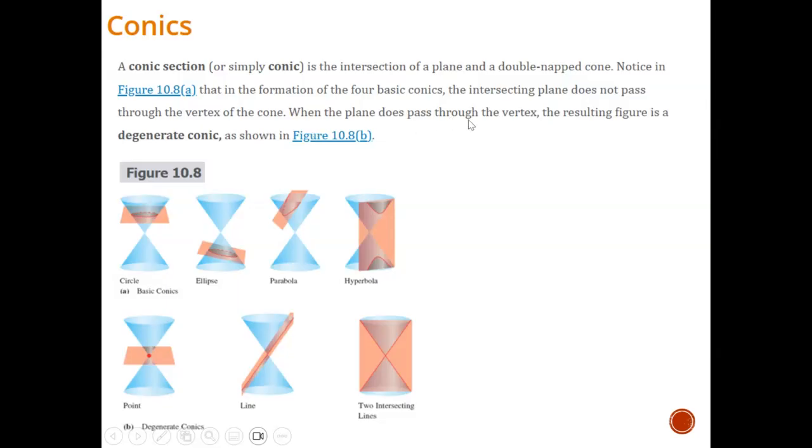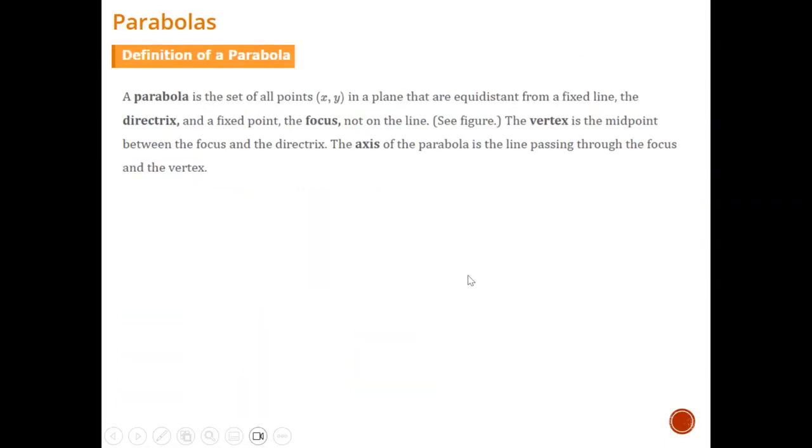When the plane does pass through the vertex, the resulting figure is a degenerate conic. You see all these three here. But we're going to be covering, like I said, the ellipses, parabolas, and hyperbolas. First we're going to cover parabolas, which is 10.2.